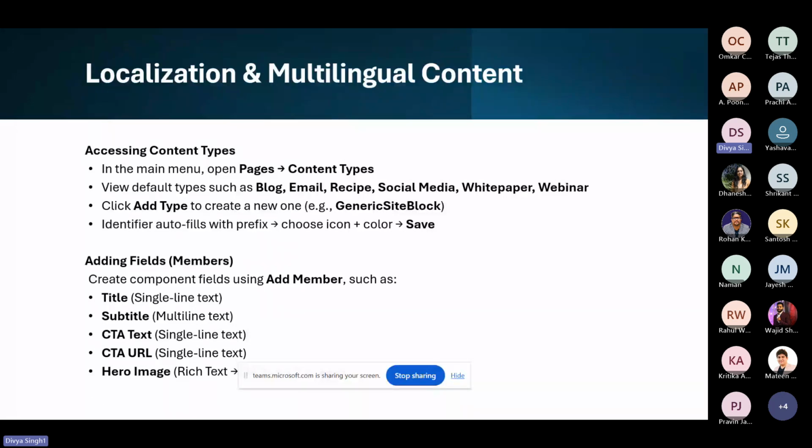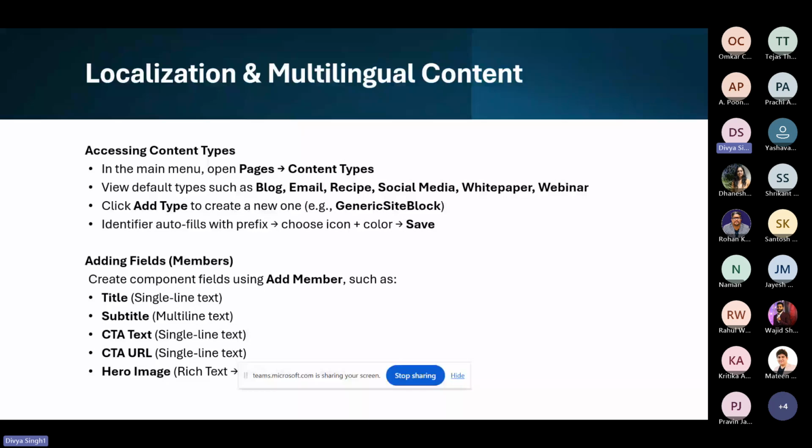and in the pages, we see the content types, and there we can view all the default types, such as blogs, email, recipe, social media, white paper, and webinar. These are some of the default content types already out of the box, and we can also create our custom content type, for which we have to just click on the add type, where we will give the name.